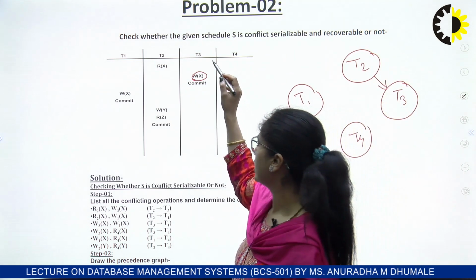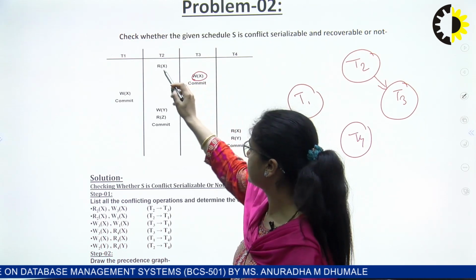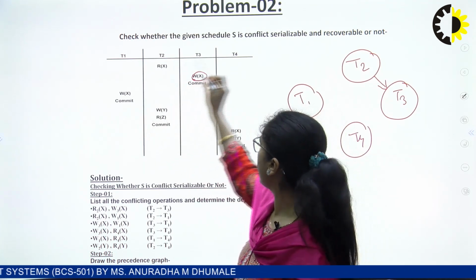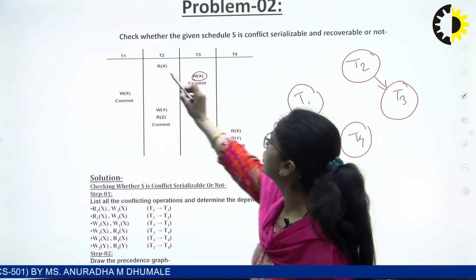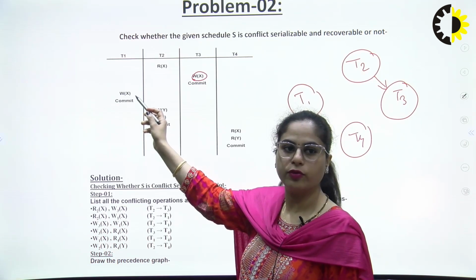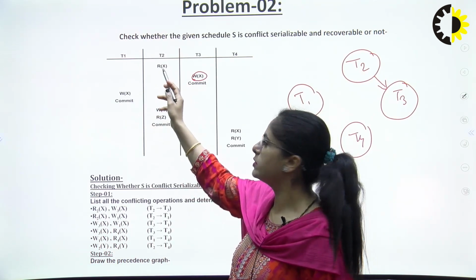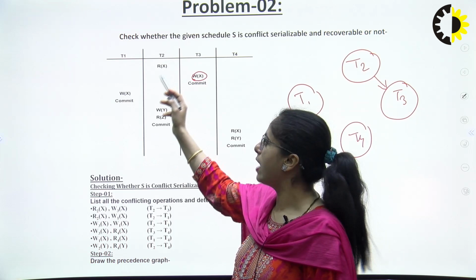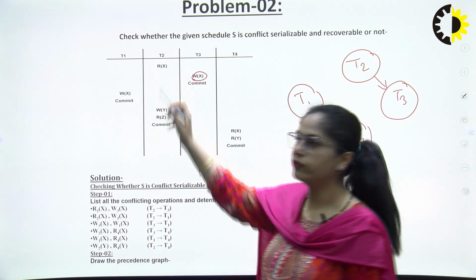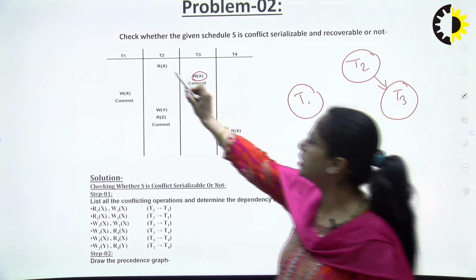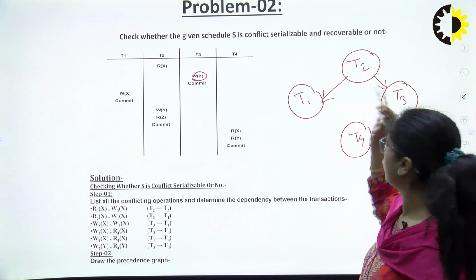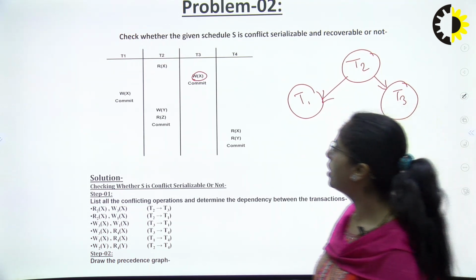After that, checking R2 of X again for any conflict pair in T1 and T4 also. We can see that from T2 to T1, the read of X has a conflict pair with W of X, right? So we have to draw the edge from T2 to T1. We draw one edge from T2 to T1, okay.